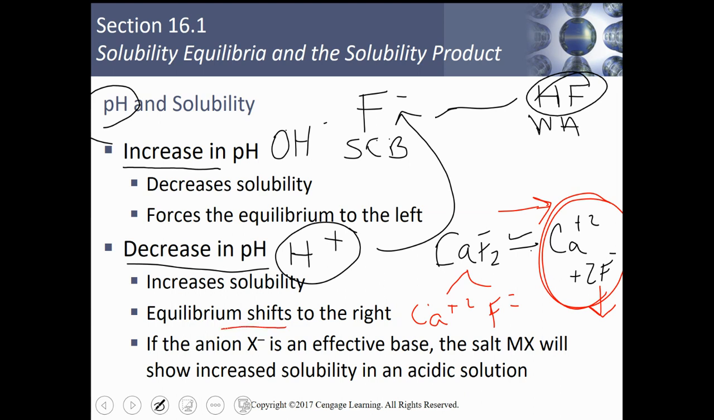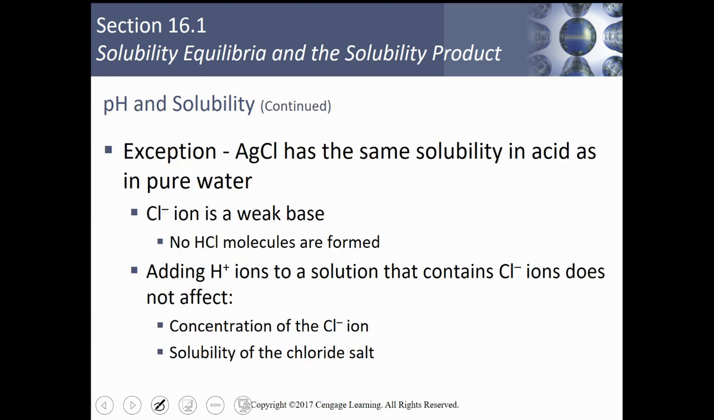So that's what this down here talks about, the anion being an effective base. AgCl is going to be a slight exception because Cl- is a weak base. If we think about the acid it comes from, this is a strong acid. Therefore, Cl- is a weak conjugate base. So maybe it doesn't really affect that equilibrium. You're not really going to have any HCl molecules forming. Same thing if you're adding H+, it's not really reacting with that Cl-.